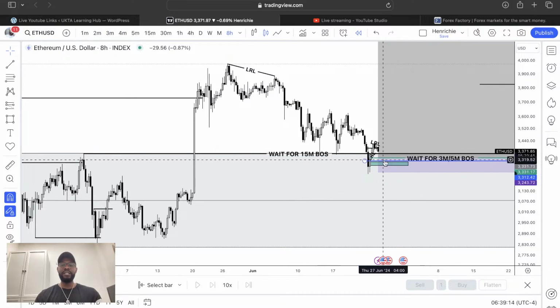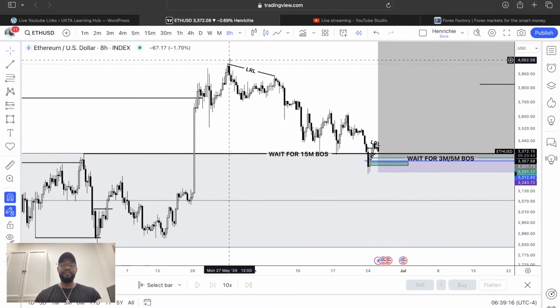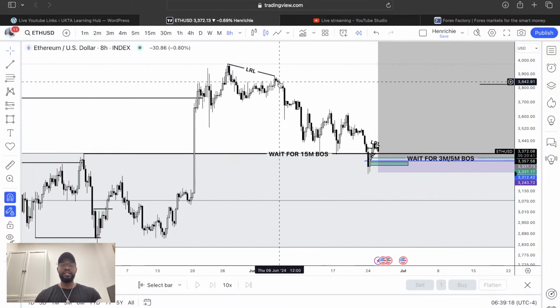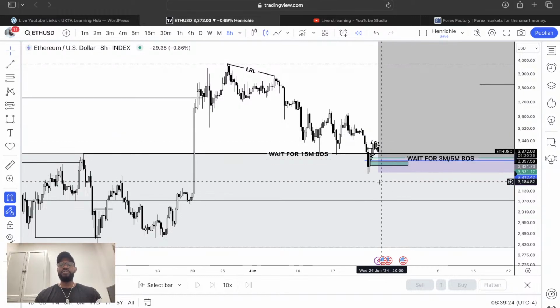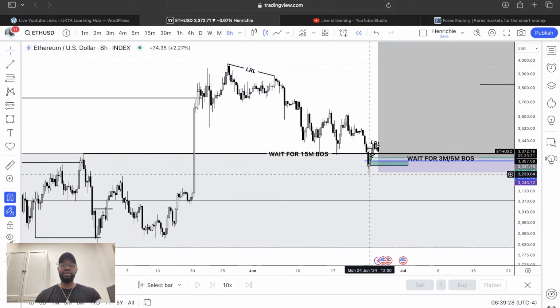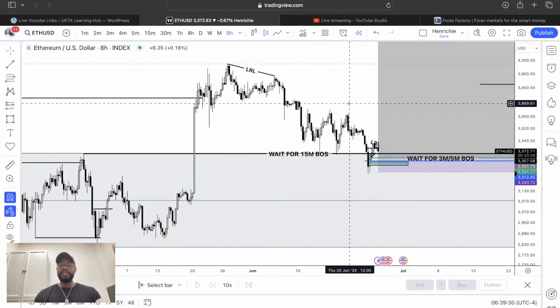So any buy from here, right here, would be my first target, first take profit position. And once we see price expand higher to rally above these key levels, then I'll be looking for an opportunity to start to take profits, trail stop loss to break even, protect my trade. So that is what I'm watching for Ethereum.